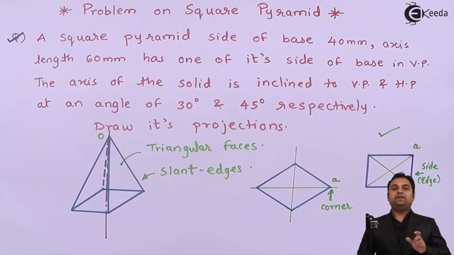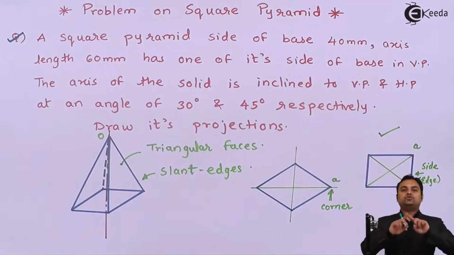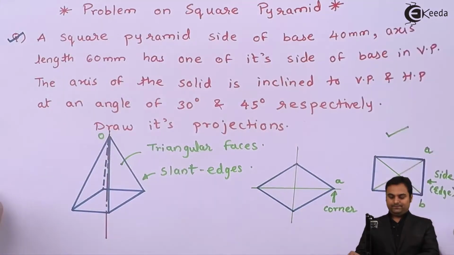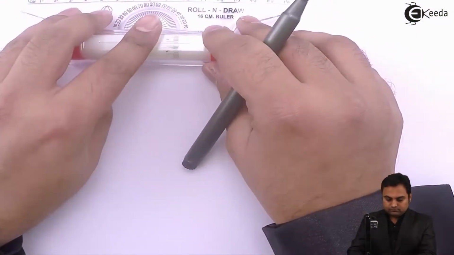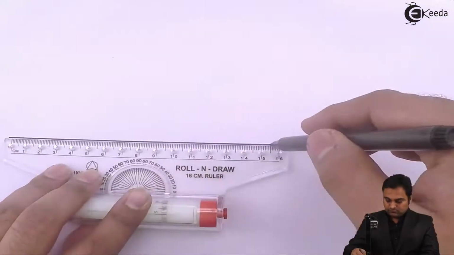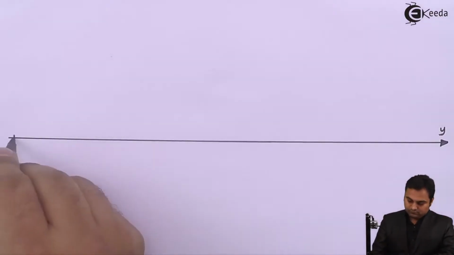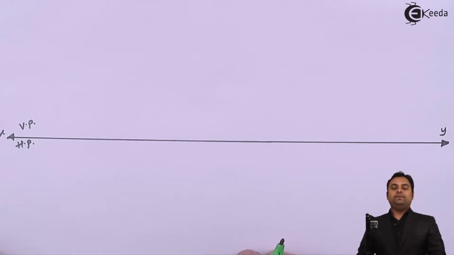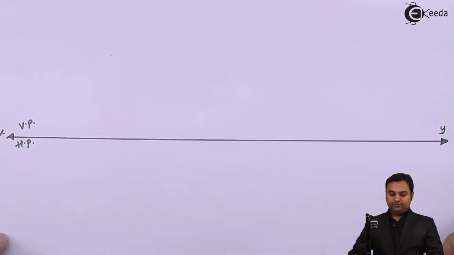And since it is in VP, this square will be visible in the front view. So we have to draw the initial condition, drawing the square pyramid, that is its square in the front view, and then projecting it into the top view. So with this, let us start with the solution to this problem. Since the square pyramid is resting in VP, the square will be seen in the front view. So I will be drawing the square here.